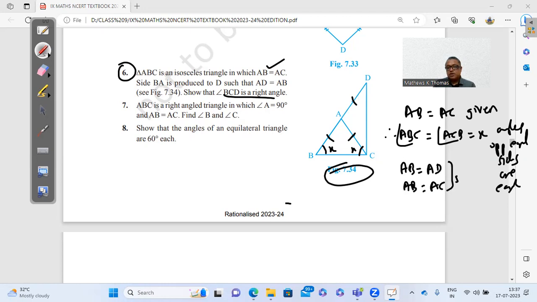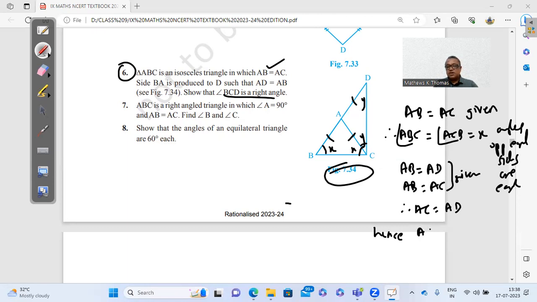Both are given. Now Euclid's axiom says two things equal to the same thing are equal to each other, isn't it? If I have two things equal to the same thing, AB is equal to AD, AB is also equal to AC, then we can say that AC and AD are themselves equal. And therefore, if AC and AD are equal, the angles opposite to them will also be equal.